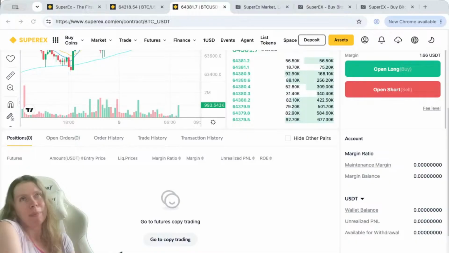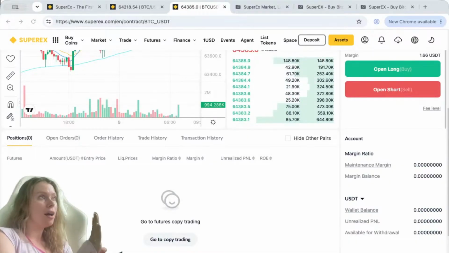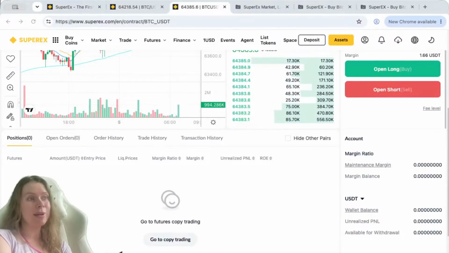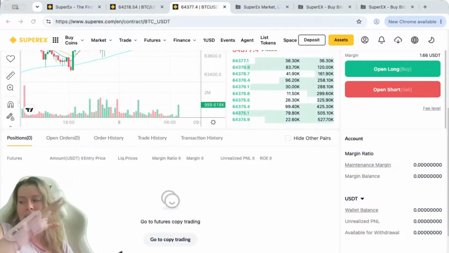But yeah, honestly, SuperEx has treated me so well for so many different reasons. But I do love the simplicity of the initial login stage. It makes everyone feel a lot more encouraged to start doing a trade compared to other platforms.